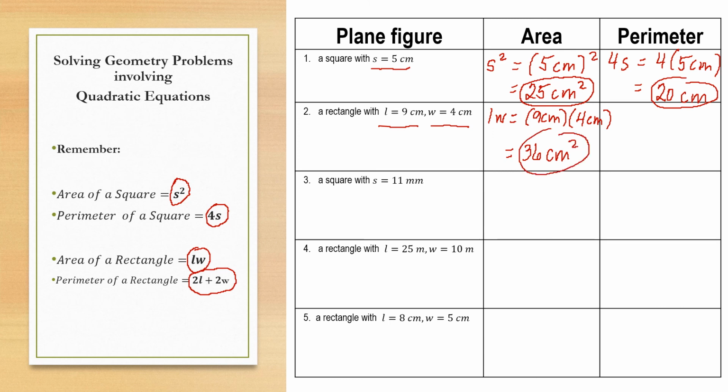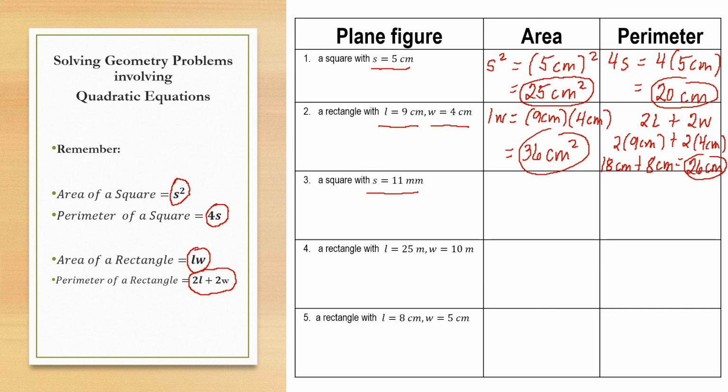How about the perimeter? The perimeter of a rectangle is equal to twice the length plus twice the width. So we have 2 times 9 centimeters plus 2 times 4 centimeters. And that is equal to 18 centimeters plus 8 centimeters is equal to 26 centimeters. Number 3. A square with a side that measures 11 millimeters.